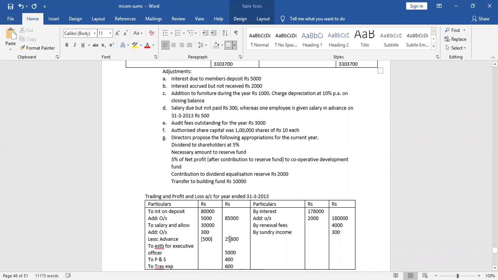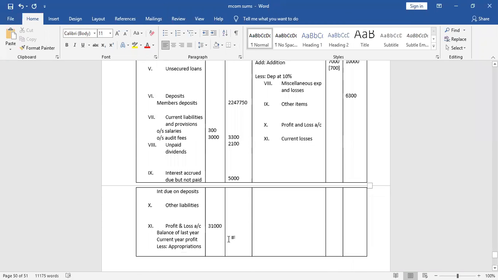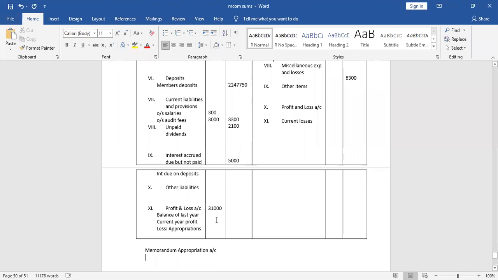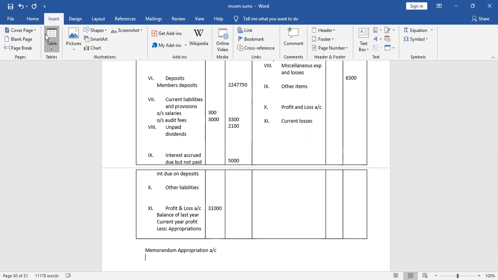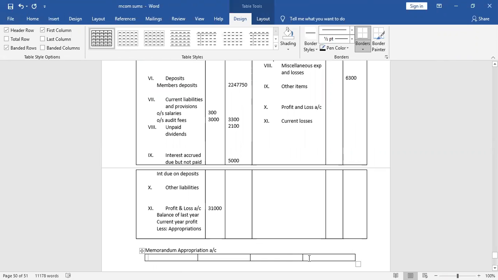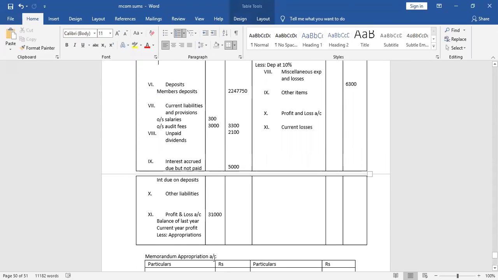Authorized capital we have done. Now the directors propose the following appropriation. Let us prepare the memorandum appropriation account. Memorandum appropriation account, we will show. Particulars, rupees. So what all is there in the memorandum appropriation? Let us see.